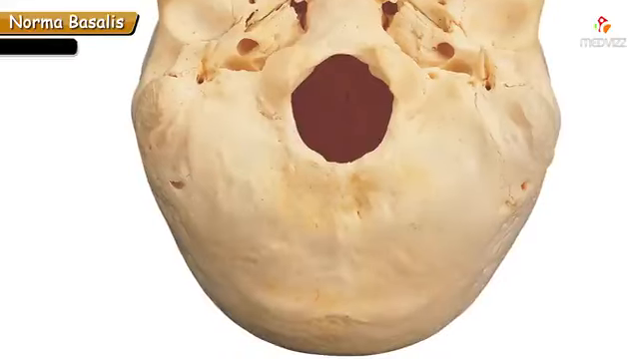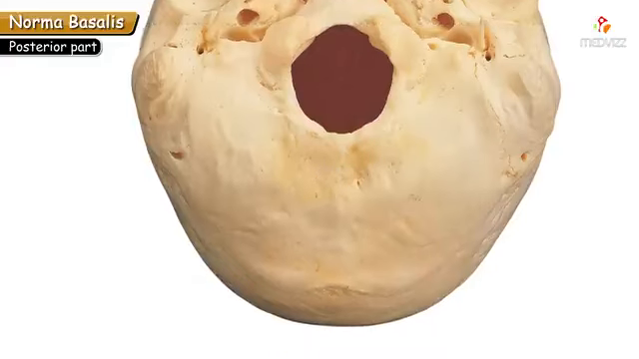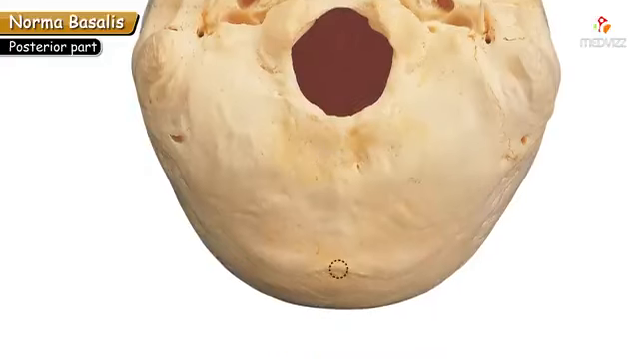Let us understand the posterior part of Norma basalis. The posterior part of Norma basalis extends from an imaginary line which is drawn across the anterior margin of the foramen magnum. This imaginary line separates the posterior part from the middle part of Norma basalis. Posteriorly it extends till a bony prominence which is the external occipital protuberance.